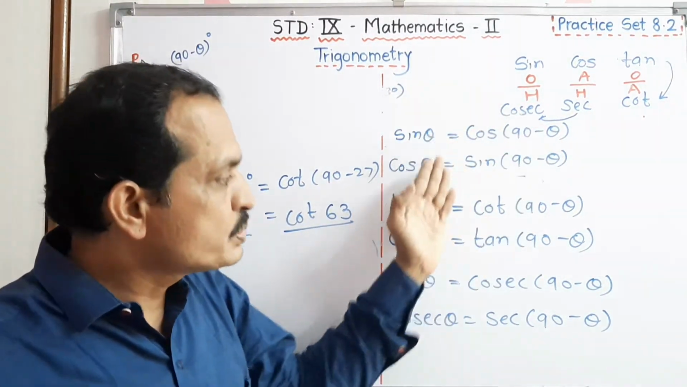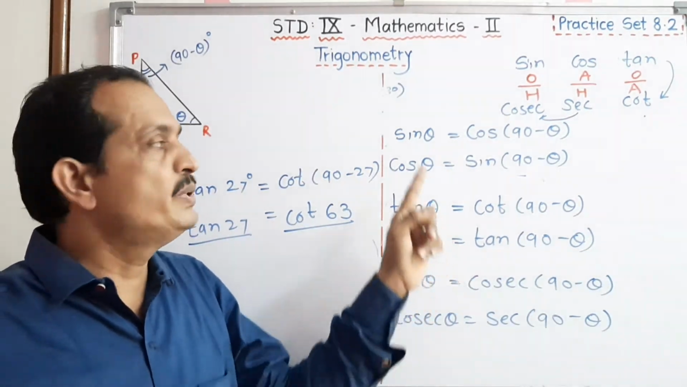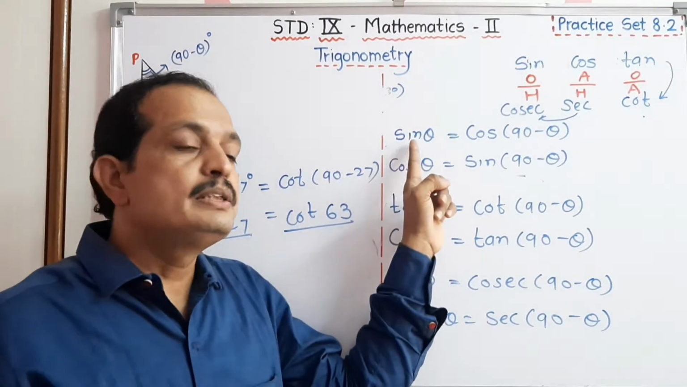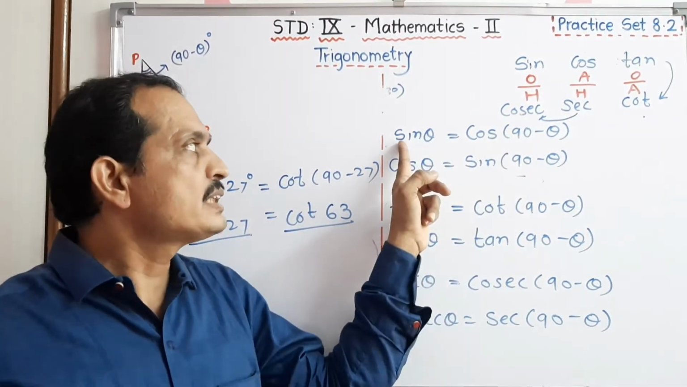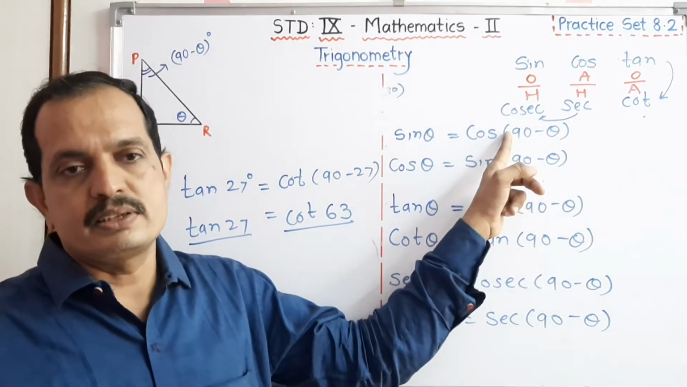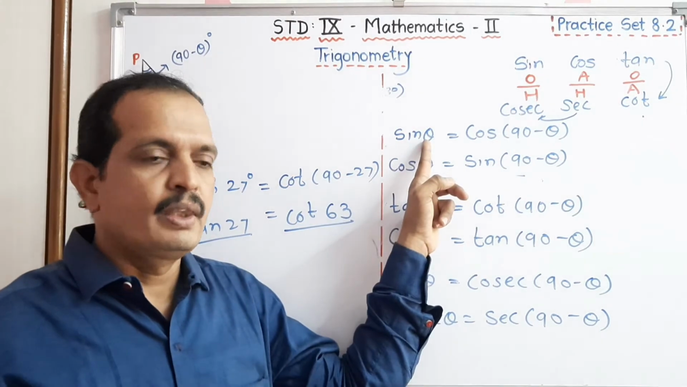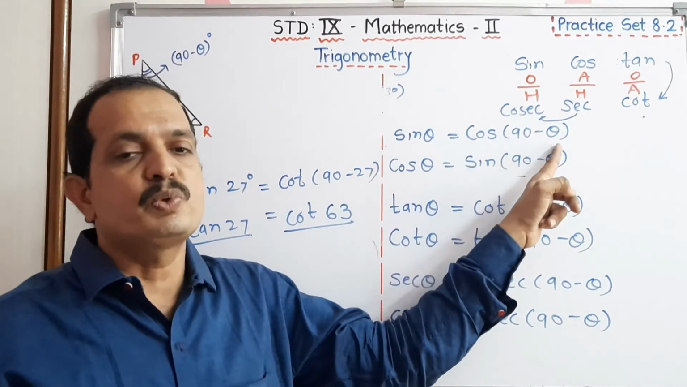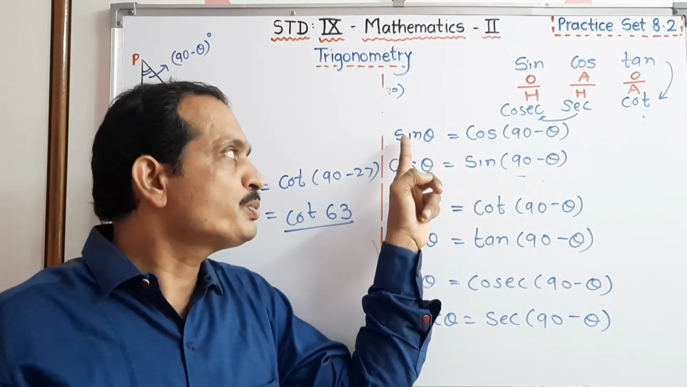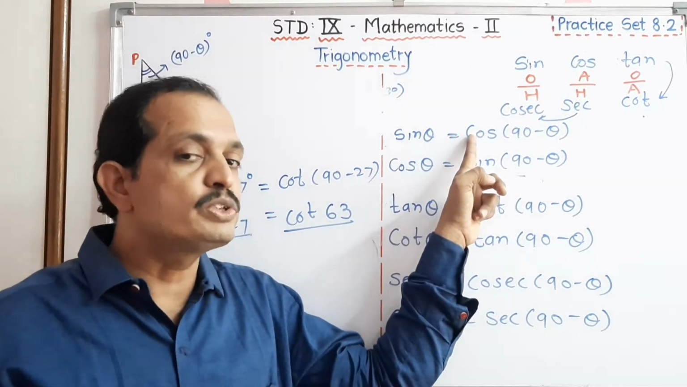Dear student, these formulas we are using for conversion. That means if we have to write sin theta in the form of cos, then we can write sin theta is equal to cos 90 minus theta. That means if sin 45 is there, then sin 45 is equal to cos 90 minus 45. That means instead of sin 45, we can write cos 45 because the values are same.